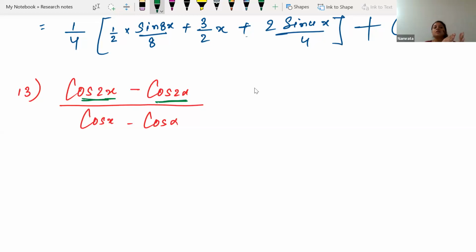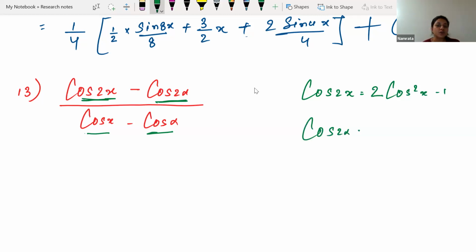I don't know how to do it yet, but looking at cos 2x and cos 2 alpha, let's take the formula of cos 2x and cos 2 alpha and apply it over here, and check whether it's working or not. The formula for cos 2x can be in terms of cos, sin, or both. In the denominator only cos is there, so why go for sin? Let's take cos only. The formula is 2 cos square x minus 1, and the same formula for cos 2 alpha is 2 cos square alpha minus 1.